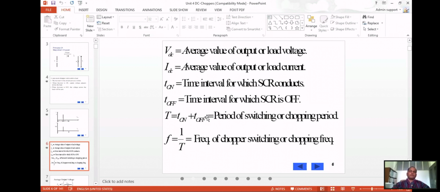And we know that the chopper switching frequency, or chopping frequency, F is equal to 1 by T. It means that F is equal to 1 by T.